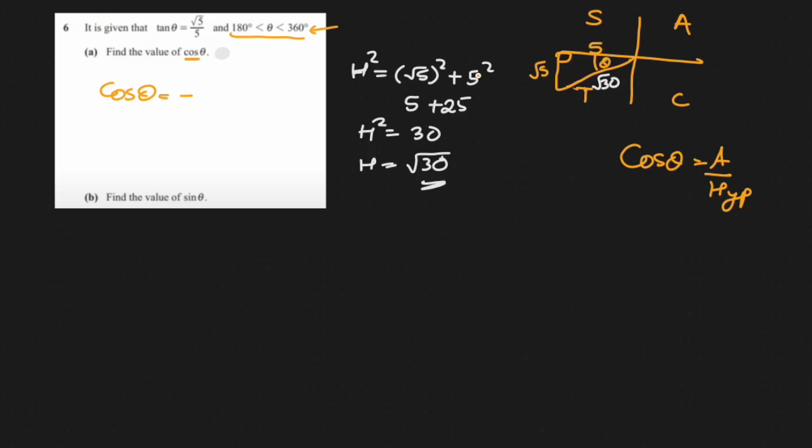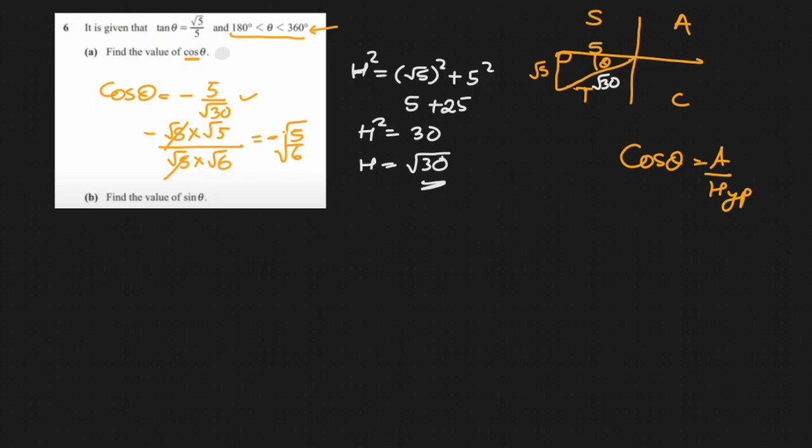Minus adjacent is 5, and it is square root 30. And if you want to simplify this, you can leave your answer like this, or you can do what? 5 can be written as square root 5 times square root 5. Square root 30 can be written as square root 5 times square root 6. 5 and square root 5 cancel, and we are left with minus square root 5 over 6. If you want to rationalize the denominator, that is also okay.